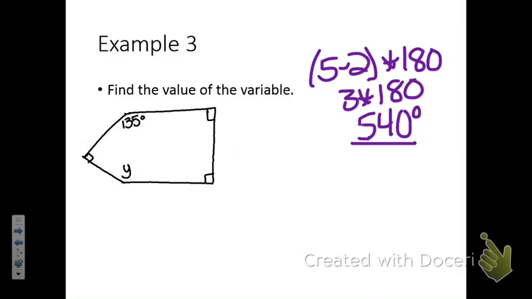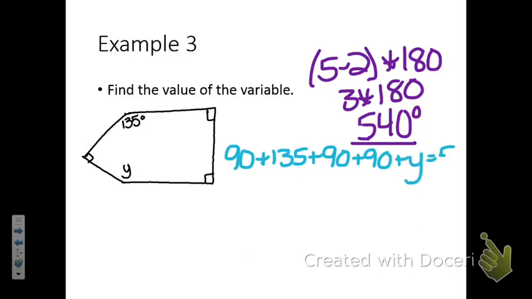I know for the angles, I've got 3 right angles. That's what those boxes are representing. I also have an angle that's measuring 135. So the only angle I do not know is my angle represented by y. But I know that all 5 of those have to add together to equal 540. So let's set that up. So you're going to have 90 plus 135 plus another 90 plus 90 plus y, and that has to equal 540.